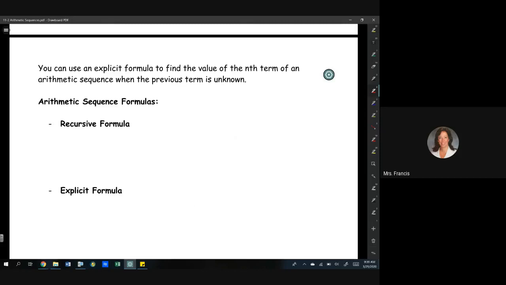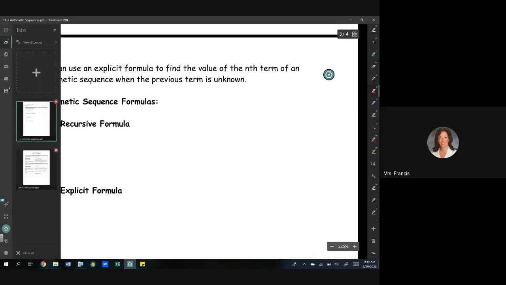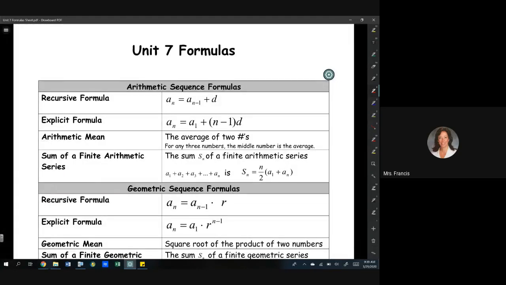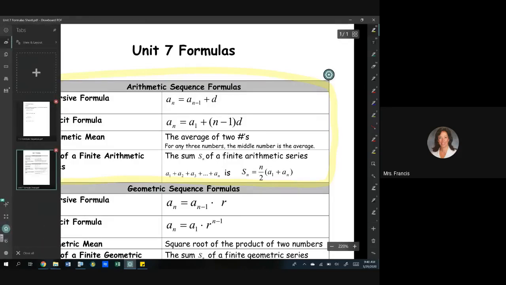Now, I'm going to give you some formulas, but I did set up a formula sheet for you that I would like you to print off, or if you don't have a printer, you certainly can just handwrite these out. We're talking about today this top box, which is arithmetic sequence formulas. We're going to write them down in the notes as well, but you don't have to memorize these. You would just have the formula sheet handy.